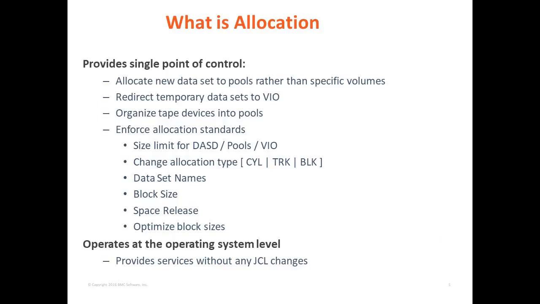MainView SRM Allocation responds to all of the previous DASD space error conditions by providing a single point of control for everything related to dataset allocation. This includes redirecting dataset allocations to better fitting volumes, both SMS and non-SMS, organizing tape drives into pools, enforcing dataset name and allocation standards, to name a few. MainView SRM Allocation operates at the operating system level, so there's no need to alter any JCL or make other changes to batch jobs.